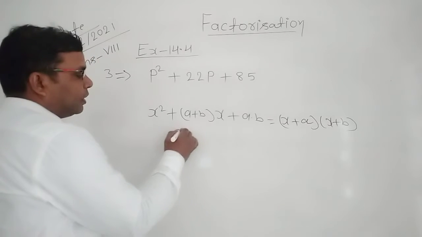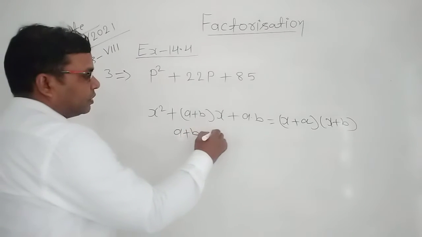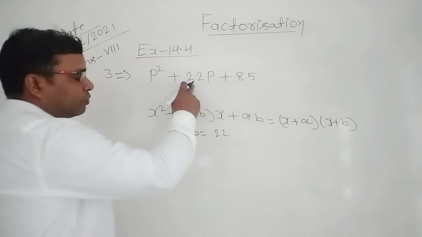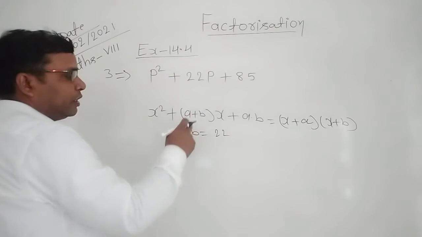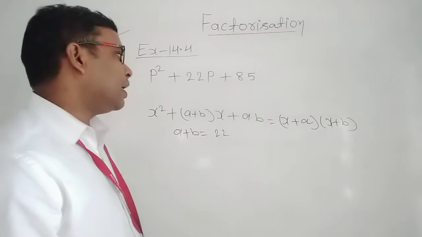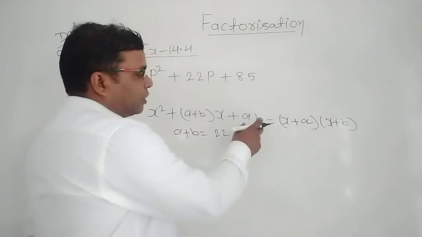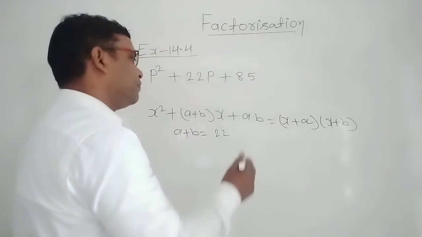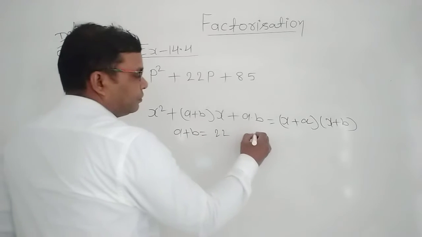So you can observe here, if you compare this identity to the given trinomial, you get a plus b equal to what? 22, because here the coefficient of the variable is 22, and the coefficient of the variable is a plus b. So a plus b is equal to 22. This is clear. Now the constant term is a into b, and the constant term here is 85.